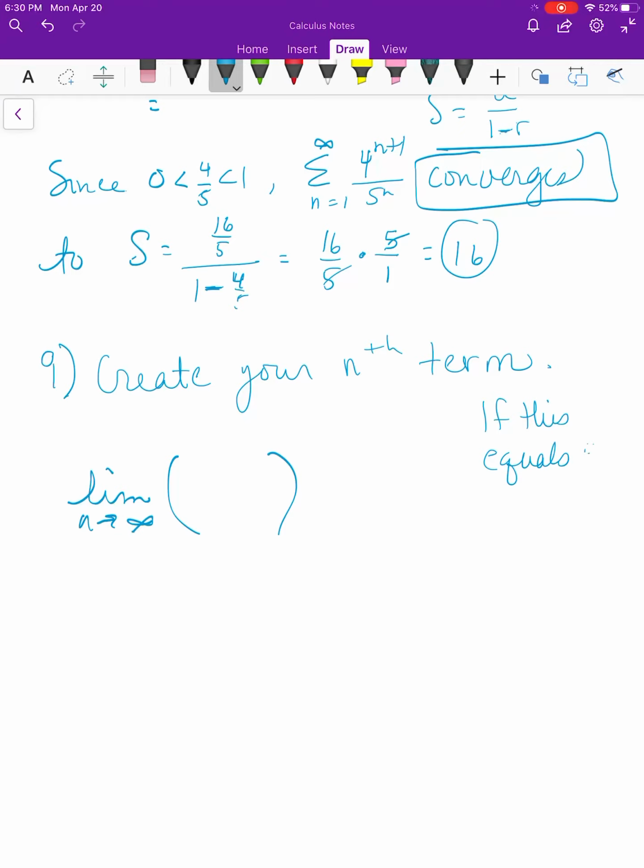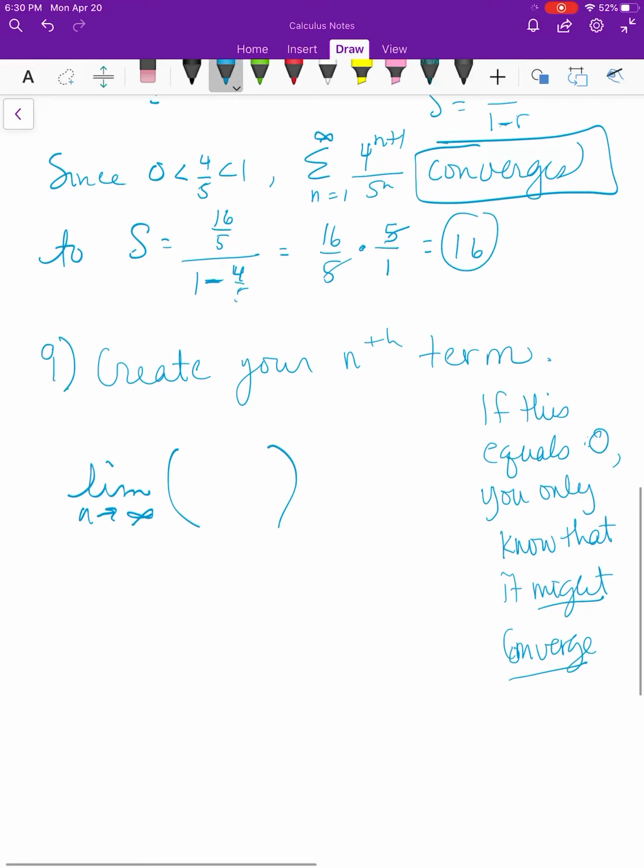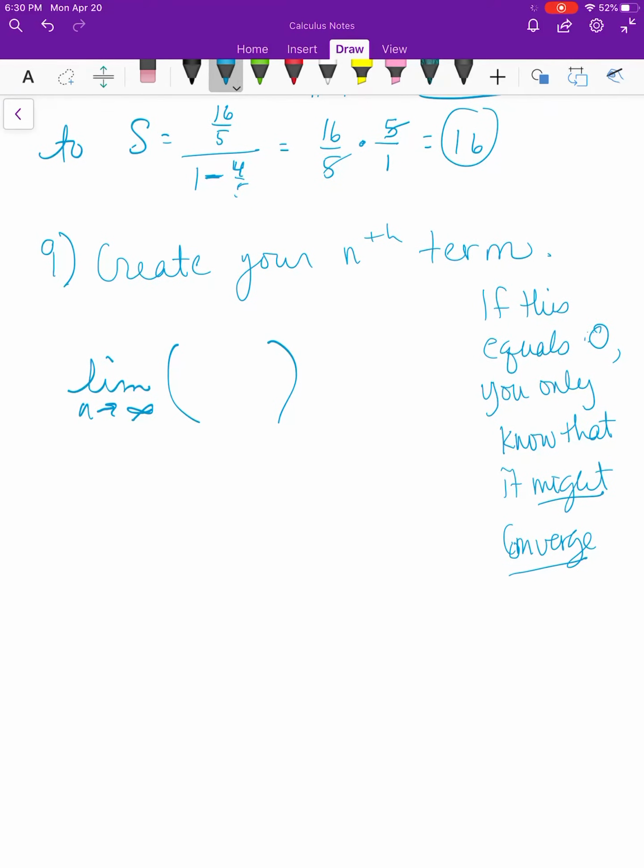Once you find that nth term, you're going to take the limit as n goes to infinity of that nth term. And remember, if this equals 0, you only know that it might converge. You don't know for sure whether it converges. Okay, it might converge.